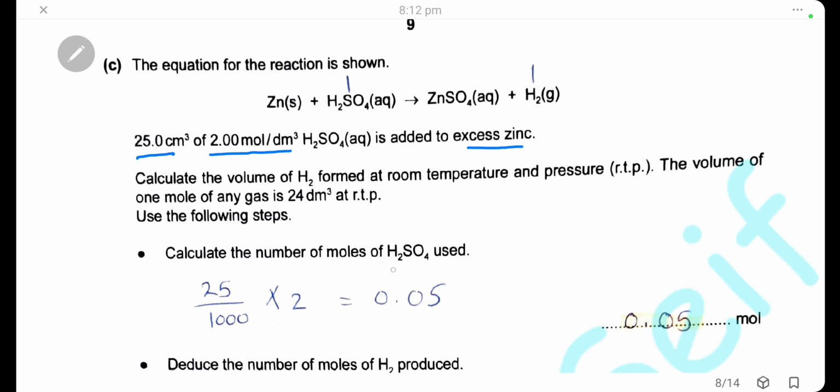First, we will calculate the number of moles of sulfuric acid. The number of moles of sulfuric acid will be concentration times volume in dm³. So we will convert the volume to dm³ by dividing by 1000, 25 divided by 1000, and the concentration is 2 mol/dm³. So the number of moles will be 0.05.